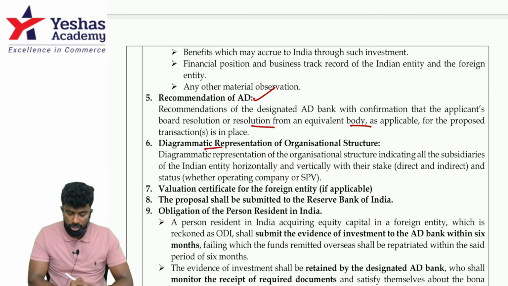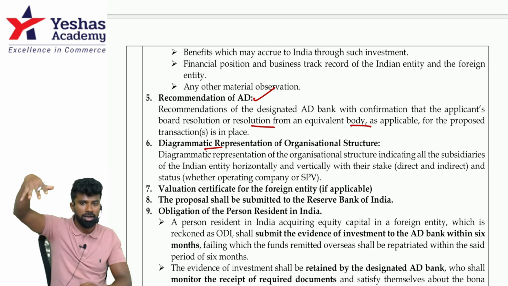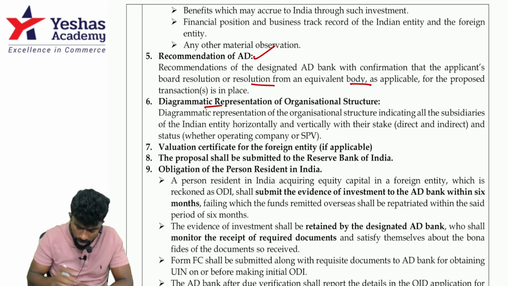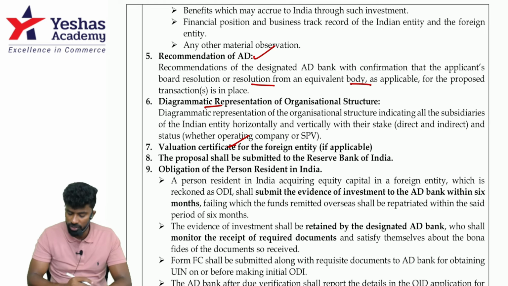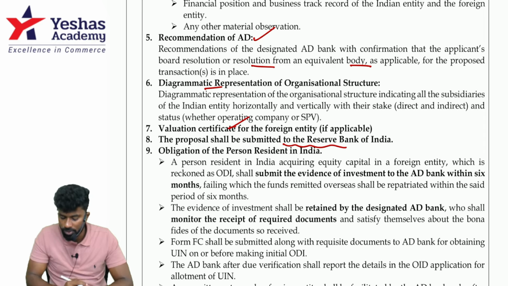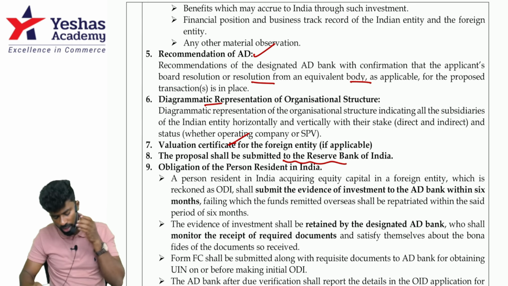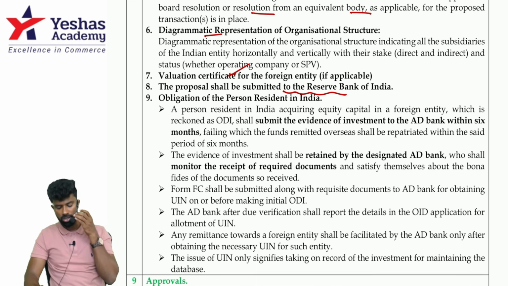Diagrammatic representation of what? Organizational structure. You need to provide your structure of organization, board of directors, managers, MDs and all those things. Next one, valuation certificate. What certificate? For the foreign entity. Next one, proposal shall be submitted to whom? RBI. You put all these documents, submit the documents to the RBI, then RBI gives the what? Approval. Once you receive the approval, what is that person supposed to do?